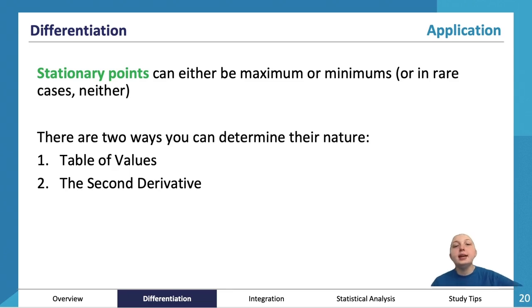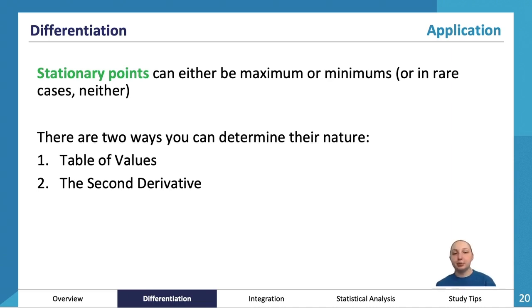The other thing to think about with your applications of differentiation is stationary points, which hopefully you remember doing in year 11. Stationary points can either be maximums or minimums, or in rare cases neither, which is where the possible point of inflection comes in. There are two ways that you can determine the nature of a stationary point.